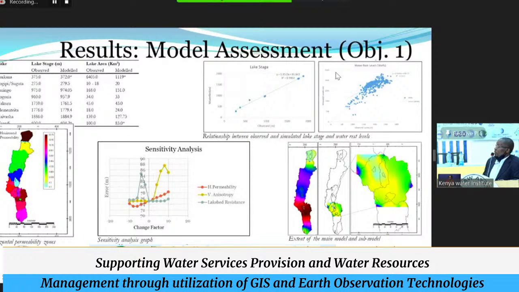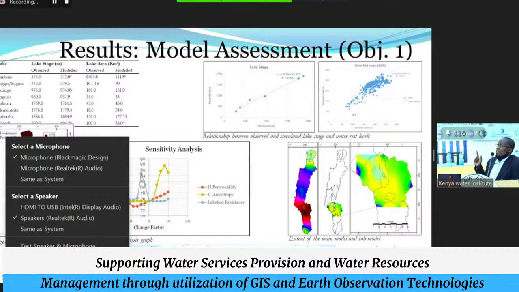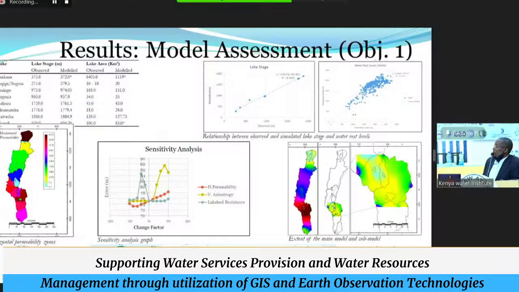So the results of this model, after it was properly calibrated, showed that yes, it is possible for us to model these rivers, the groundwater flow system in the Rift Valley, based on the stages of the lakes. And if you look at the table in the top right, it shows that there was fairly good balance between what is observed in the field and what the model was also able to show us. So the model was fairly well calibrated for the lake stages, as well as, in the second one, the observed water rest levels in the boreholes.